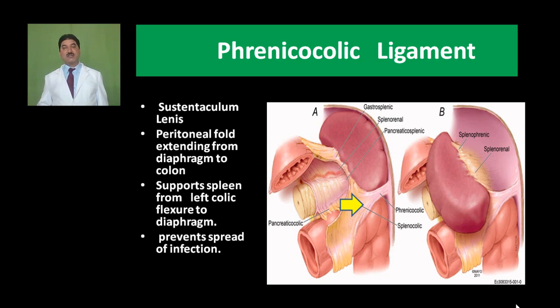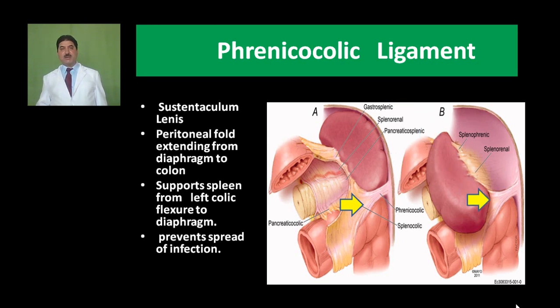On the right side, infections can go from the pelvis to the supracolic compartment through the right lateral paracolic gutter. On the left side, this spread of infection from the infracolic to the supracolic compartment is prevented by the phrenicocolic ligament.